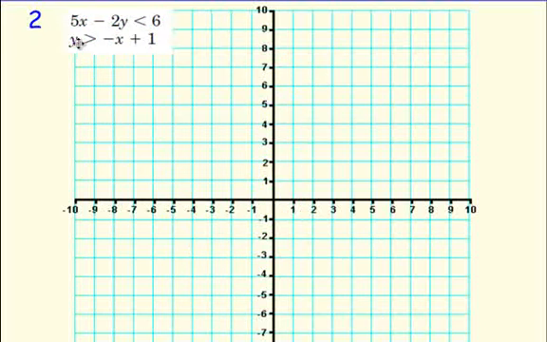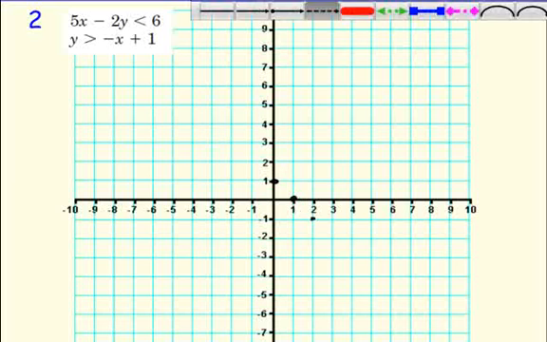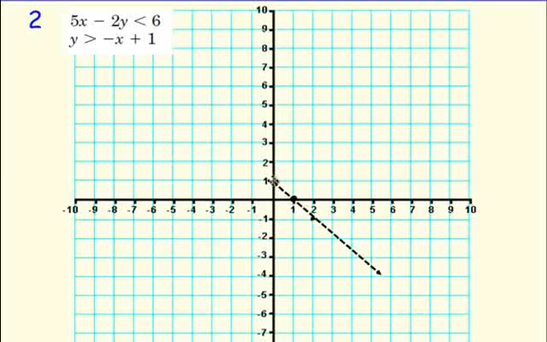Alright, next one. Second equation is done already, so let's go ahead and graph it. So I have 1, and we have -1 for a slope. I'm going to put a third line. It just helps me line things up. And that one is going to be a dashed line. So let's get that set and extended.